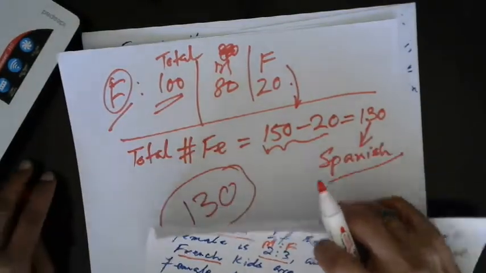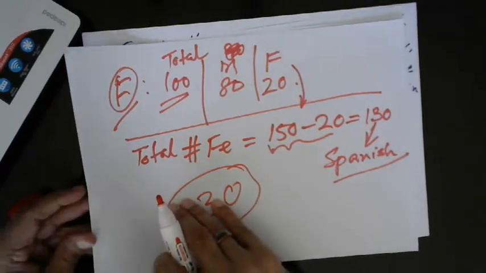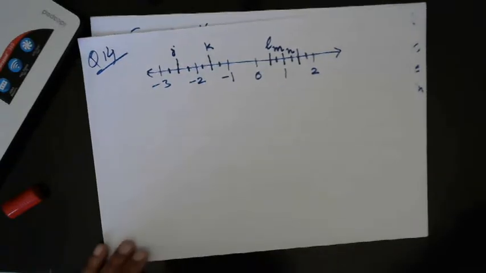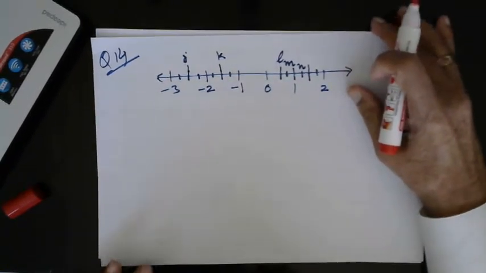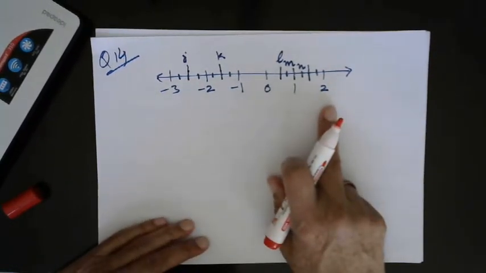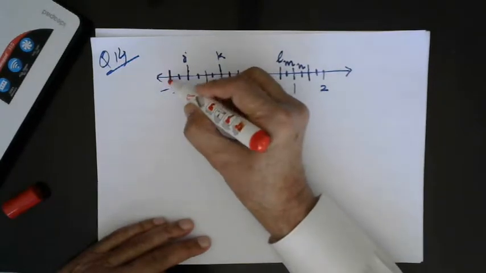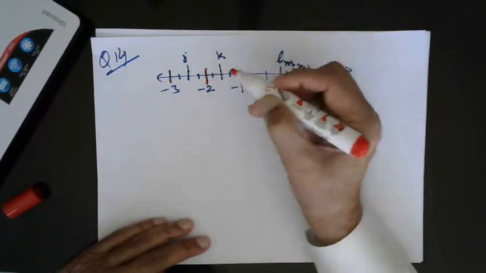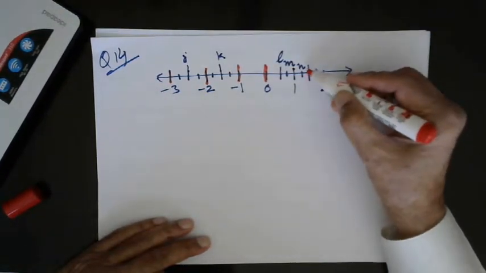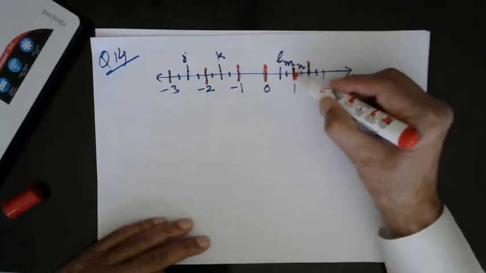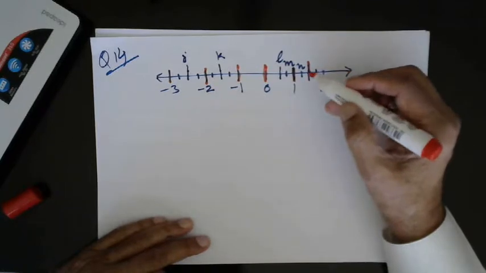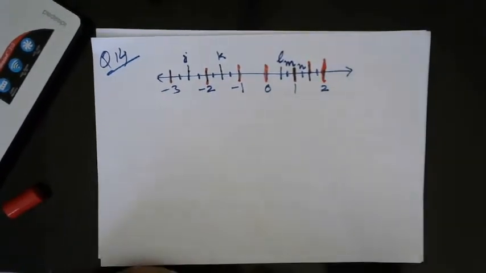Then we move on to question number 14. Question number 14 is that there is a number line and these are the coordinates. This is -3, this is -2, -1, 0, sorry, this is 1, hang on, this is 1 and this is 2.